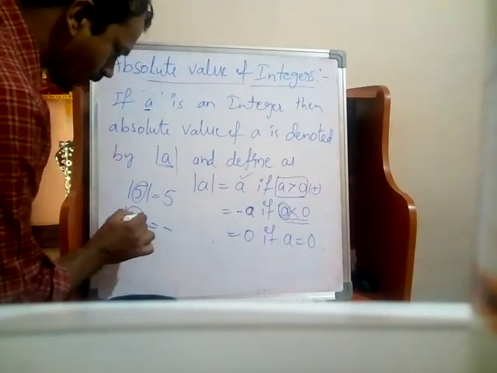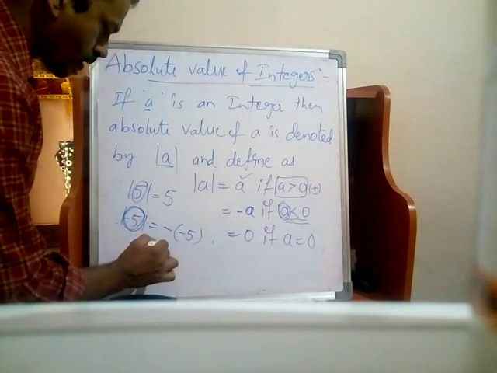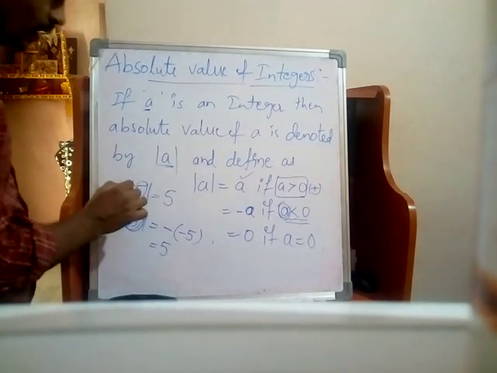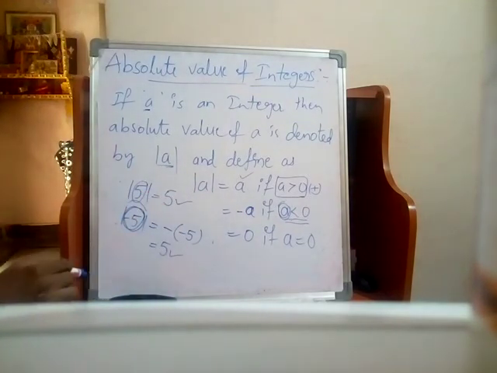So minus, what is a value? Minus 5. So minus into minus, plus, it becomes plus. So modulus of 5 is 5 only. Modulus of minus 5 also 5 only. Okay.